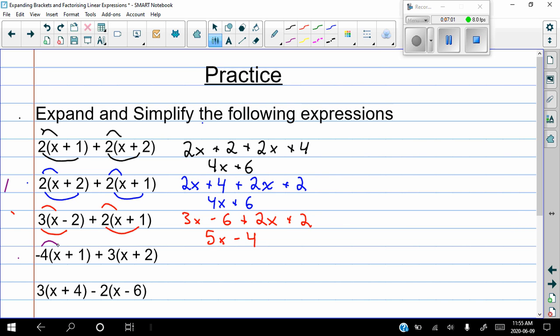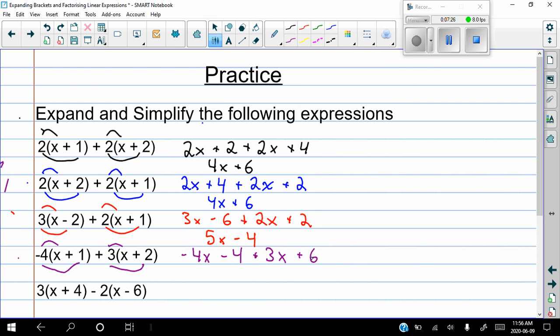Next one down there, we're going to do negative 4 times x. So we're going to pick up a negative on the front, so negative 4x. And then we have negative 4 times positive 1, so negative 4 times 1 is negative 4. That next bracket, we have positive 3 times x. So we have positive 3x. And we have positive 3 times positive 2, so we get positive 6.